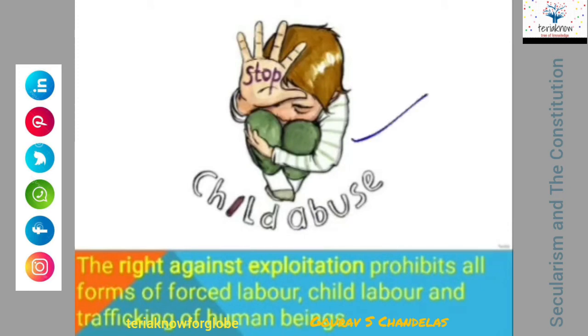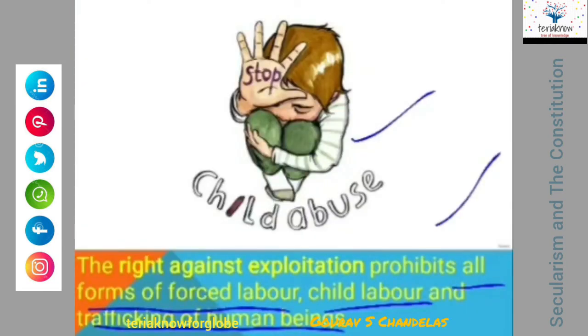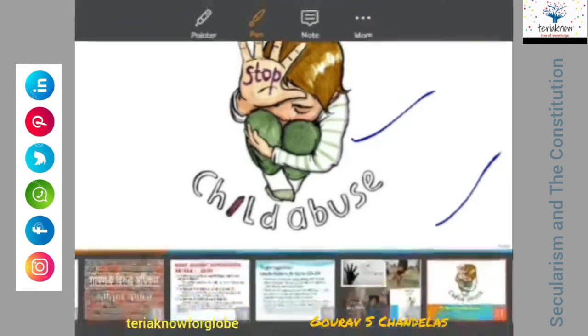So here one child is crying and trying to give a message to the society: stop child abuse, because the right against exploitation prohibits all forms of forced labor, child labor, and human trafficking. Okay, so it is talking about that. Exploitation should not be there on the ground of place of birth, race, caste, creed, color, sex, religion, or economic status. Understood?